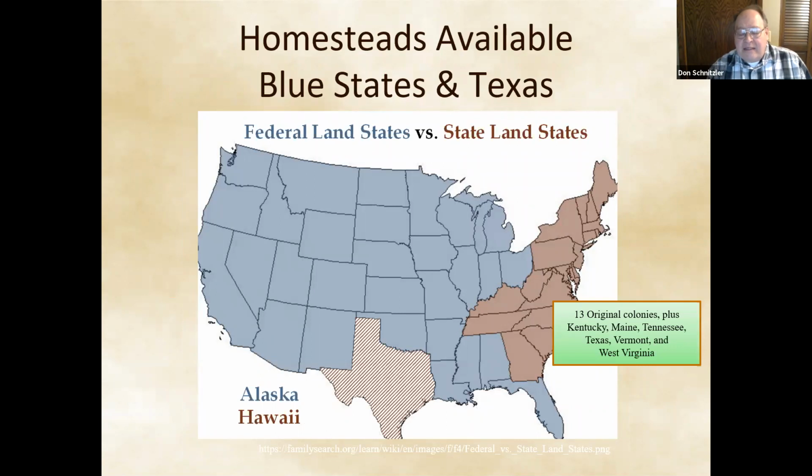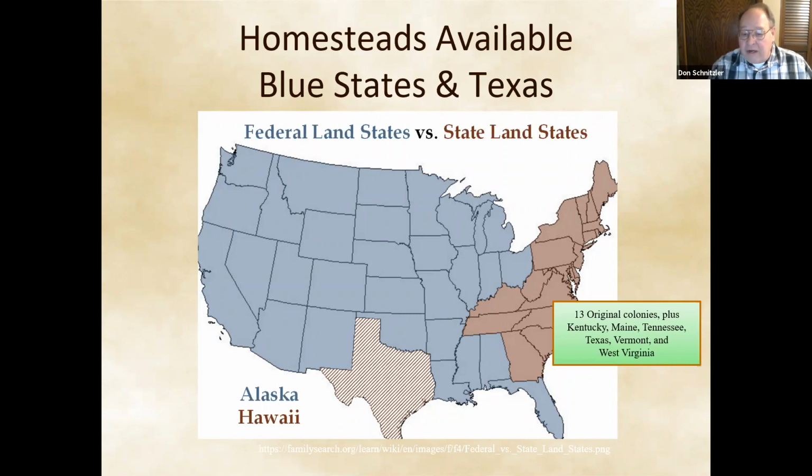Another map of the United States, and this again is really trying to demonstrate the difference between the state land states and what's referred to as the public land states, federal land states. The 13 original colonies plus the states of Kentucky, Maine, Tennessee, Texas, Vermont, and West Virginia are what's referred to as the state land states. And what that means is that they controlled what happened to their lands. They could sell their lands to individuals, they could have land grants, they could do homesteading. Texas, for example, is a homestead state, but the homestead is actually run through the Texas government.